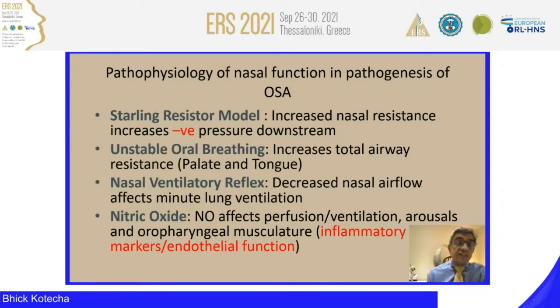Looking at the nasal ventilatory reflex, there is a decreased nasal airflow which will affect the minute lung ventilation. This is the nasopulmonary reflex. And when looking at nitric oxide, this would affect perfusion and ventilation. It is also involved in the arousals and the pharyngeal dilator muscles. This is done through the inflammatory markers, and the endothelial function is obviously affected by this.